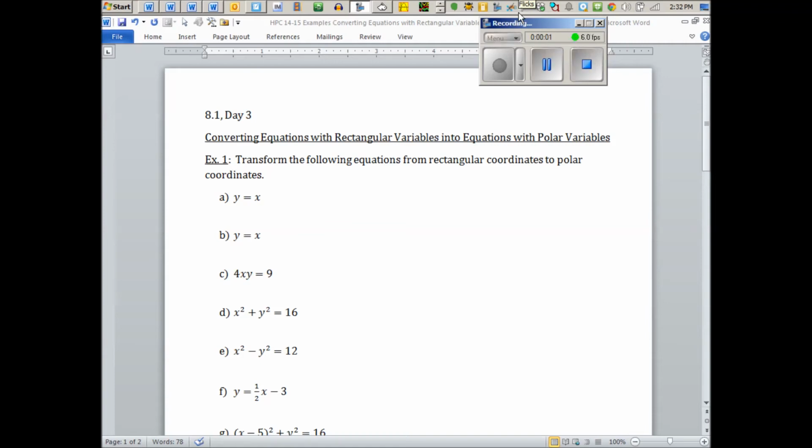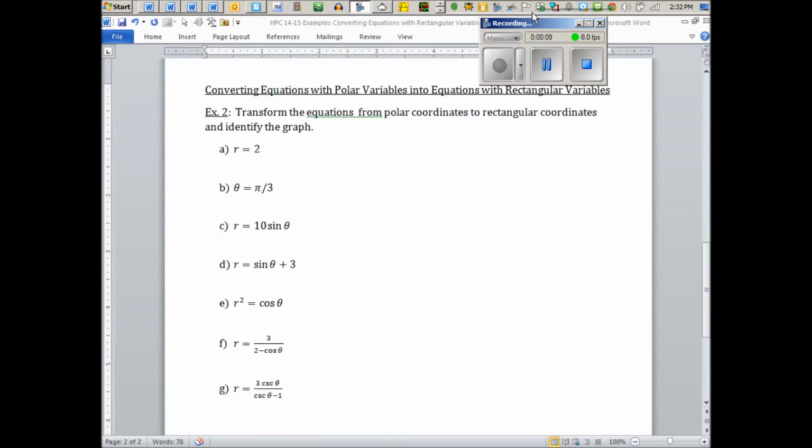Okay, in this lesson we're going to study how to convert an equation with rectangular variables into an equation with a polar variable, and vice versa, how to convert an equation with a polar variable into an equation with a rectangular variable. Okay, so I just want to say up front that whatever we get for an answer in this section is actually the same exact thing we started with, just written in a different format.